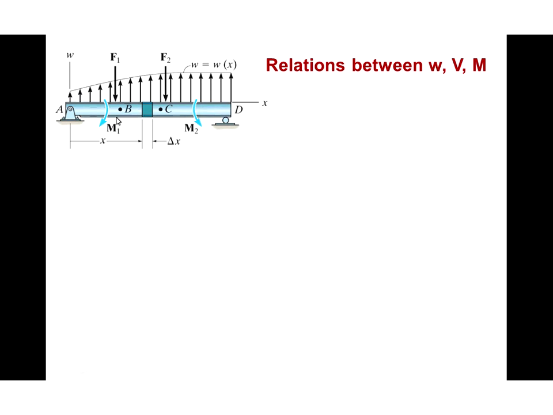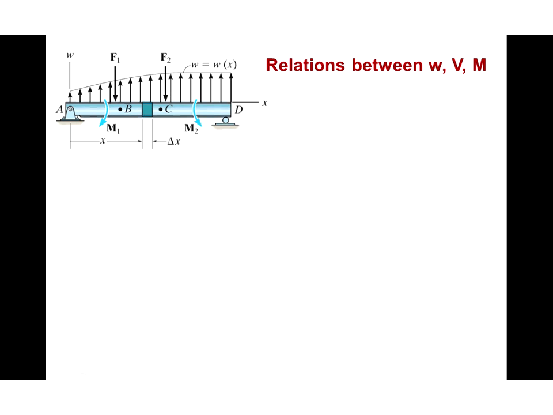Similarly, for an applied moment, we know that the shear force diagram will not be affected, but the bending moment will jump by minus M, according to our sign conventions, as we pass the point of the applied couple. What we want to establish is a more general relationship for a distributed loading.